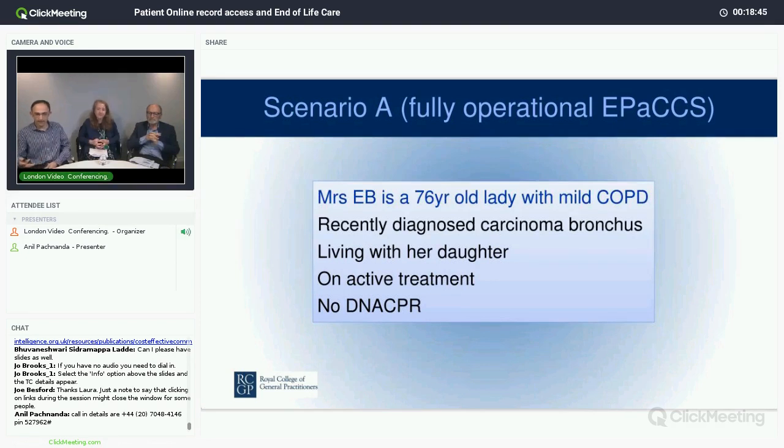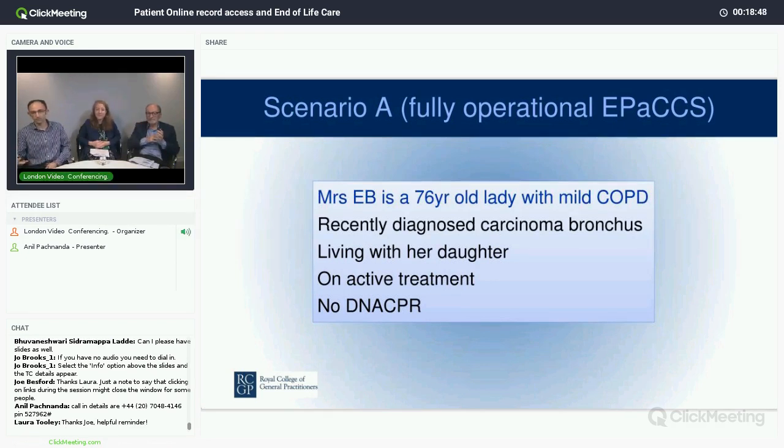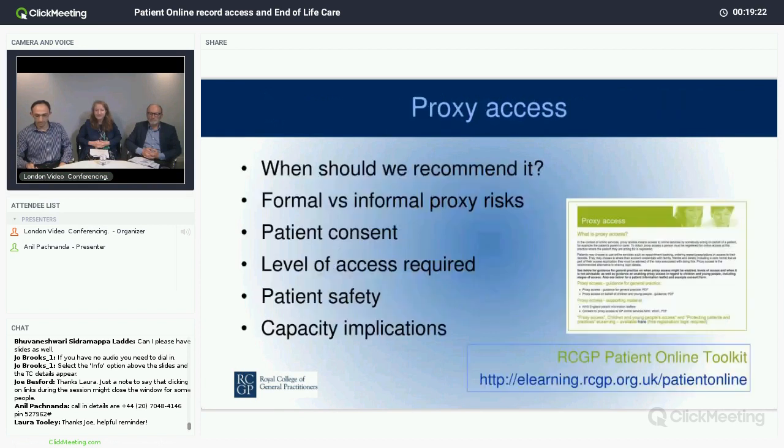So I'm going to go through a patient who is Mrs. EB, who's a 76-year-old lady with COPD. She's been recently diagnosed with bronchocarcinoma. She's living with her daughter currently, is currently for active treatment, and there's no DNAR CPR in place. And so I'm going to just go through some of the opportunities and some of the ways that you could use patient online to improve care and to hopefully identify with some of the daffodil standards.